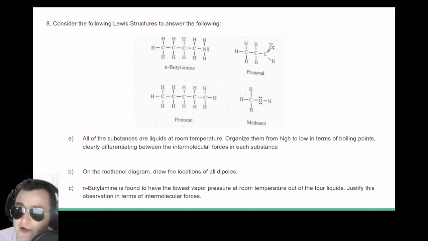Easy answer, right? Two hydrogen bonds greater than one. Vapor pressure is your propensity to become a gas. The higher your vapor pressure, the more likely you are to become a gas. The more likely you are to crack under the pressure. But N-butylamine, no pressure there, baby.